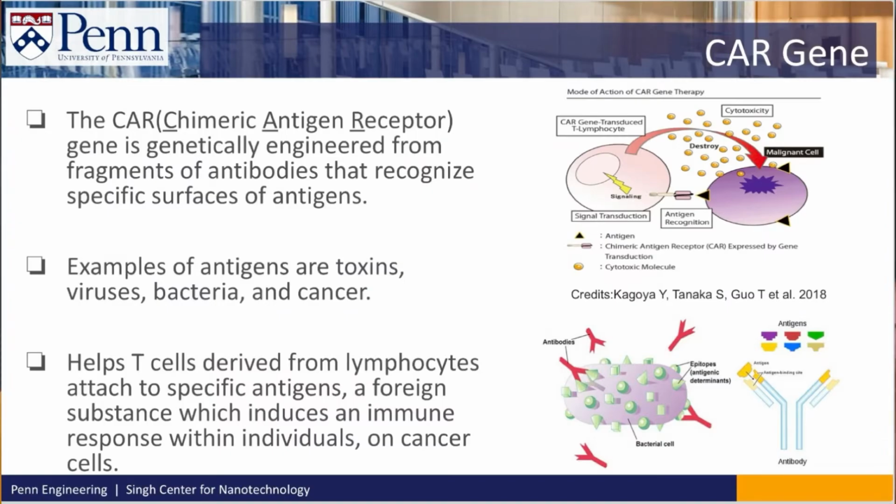Here we can see the breakdown and the understanding of what the CAR gene is, which is genetically engineered from fragments of antibodies, which complex with T cells to help T cells recognize specific surfaces of antigens. And antigens are any molecules or substances that induce and elicit an immune response within the host immune system. And those antigens can be toxins, viruses, bacteria, and even cancer cells.